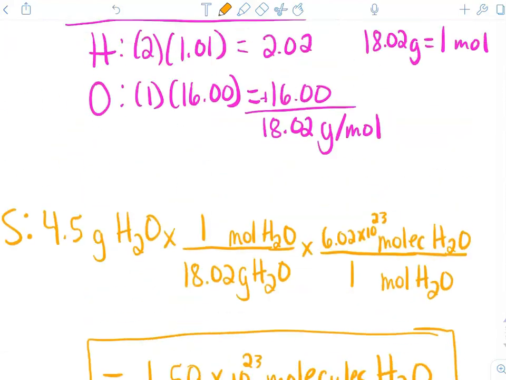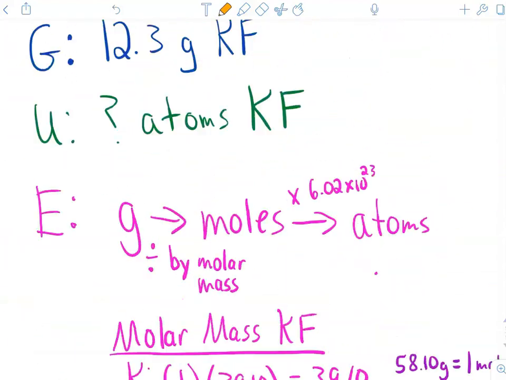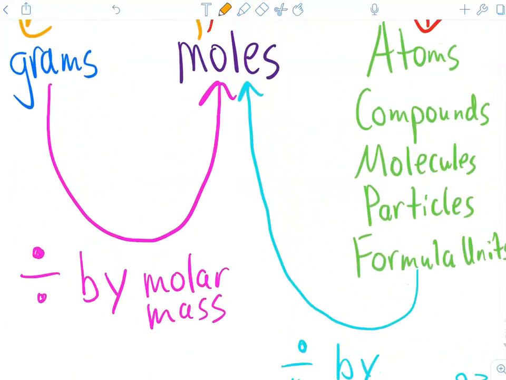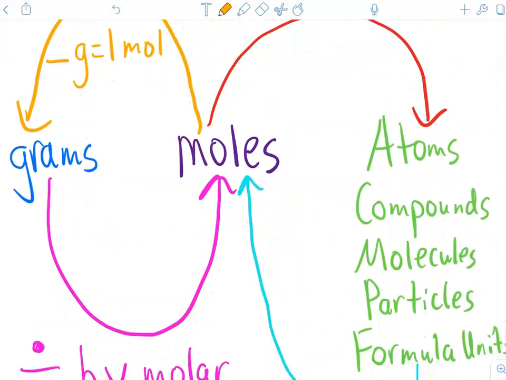Okay, then let's look at going the opposite direction. So both of these examples have been, well, if we start with grams and we're trying to go to something in green, the atoms, compounds, so on. Now let's look at the opposite.